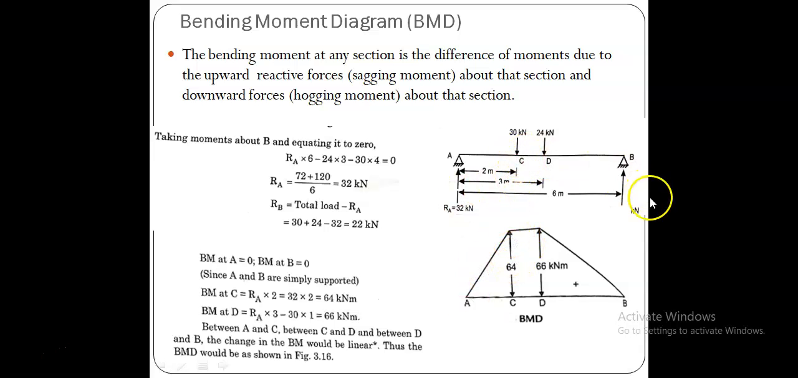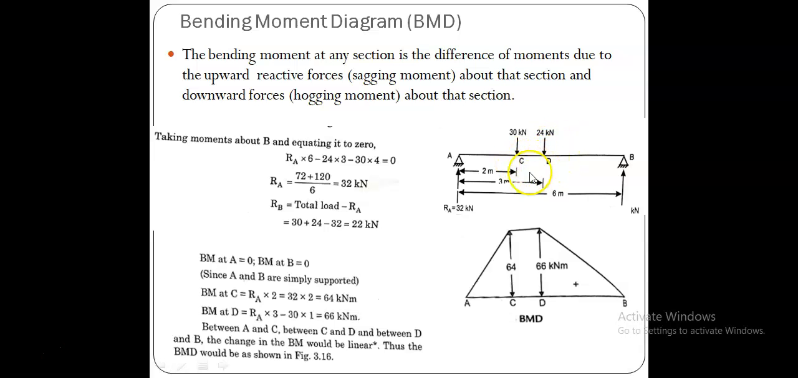Or you can also check from the right side, just make the algebraic sum of moments. This is the reactive force 22 kilonewton into 4, I think it is 4 with respect to C. So 22 into 4 is 88 kilonewton meter. It is the moment due to the reactive force. It is sagging, therefore positive.